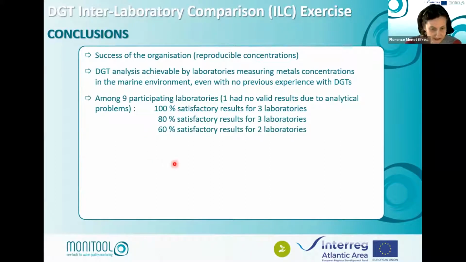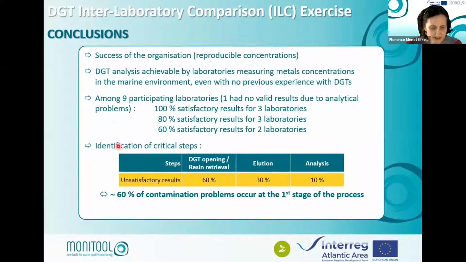And so among the 9 participating laboratories, I showed only 8 results because one of the laboratories had no valid results due to analytical problems with the choice of the technique that was used to analyze the DGTs. So of the 8 other laboratories, 3 of them had 100% satisfactory results, 3 of them had 80% satisfactory results, and 2 of them had 60% satisfactory results.